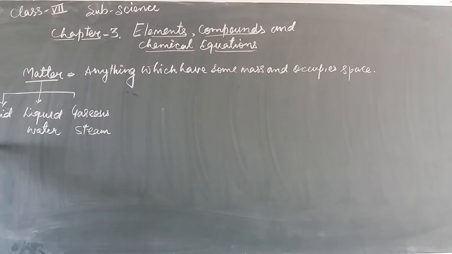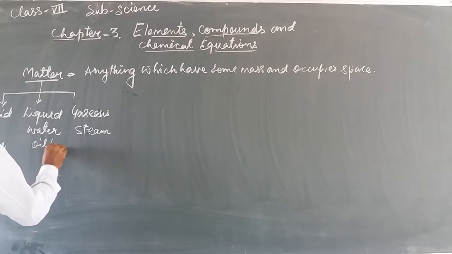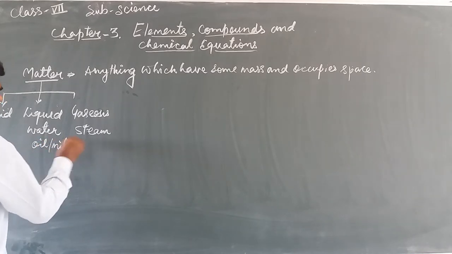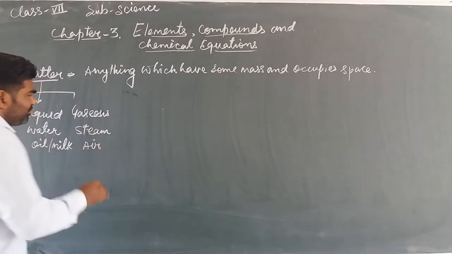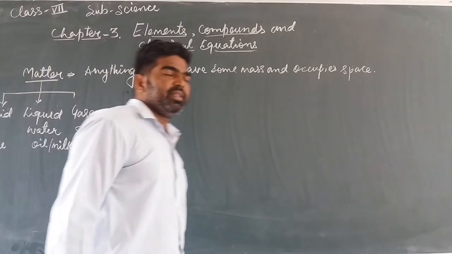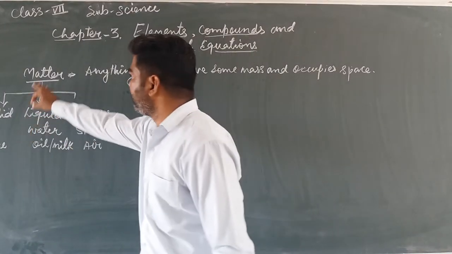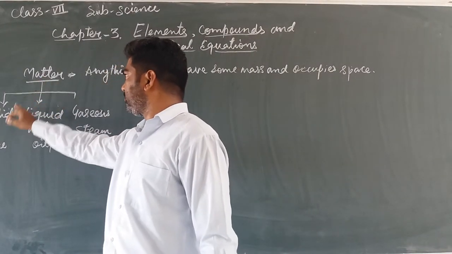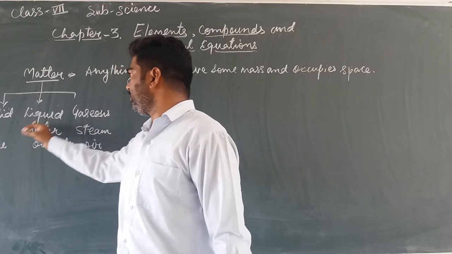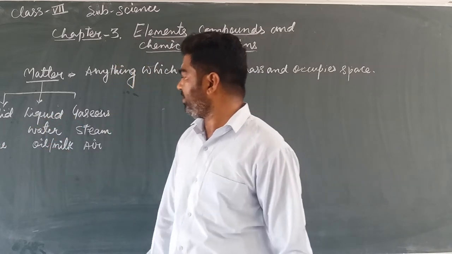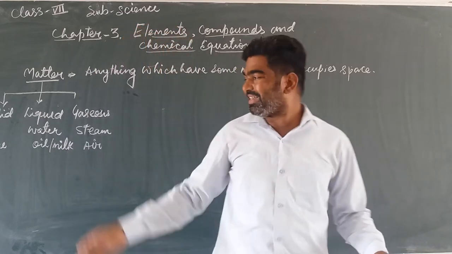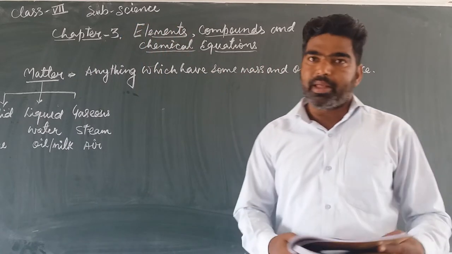This is stone, liquid, oil, metal, and steam. So these are the examples of matter. These all are the examples of the three different forms of matter: solid, ice, and stone; liquid, water, and oil, and mineral; and gaseous form, steam, and air. So these are the three different forms of matter.